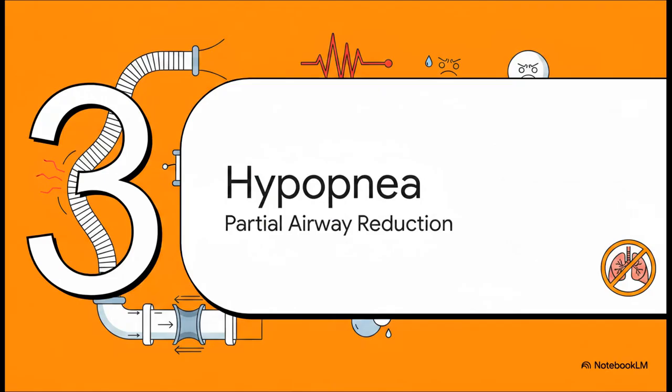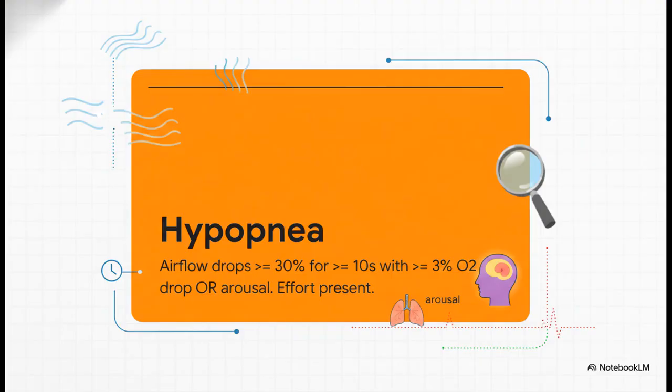All right, section 3, hypopnea, or partial airway reduction. So if obstructive apnea is a completely locked pipe, a hypopnea is more like a narrowed pipe. It's a partial reduction. The definition shifts a bit here. We aren't looking for that huge 90% drop anymore. Instead, we're looking for an airflow reduction of 30% or more. And yep, you guessed it, still lasting at least 10 seconds.